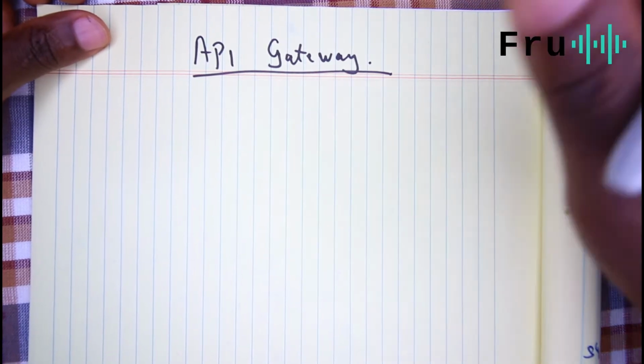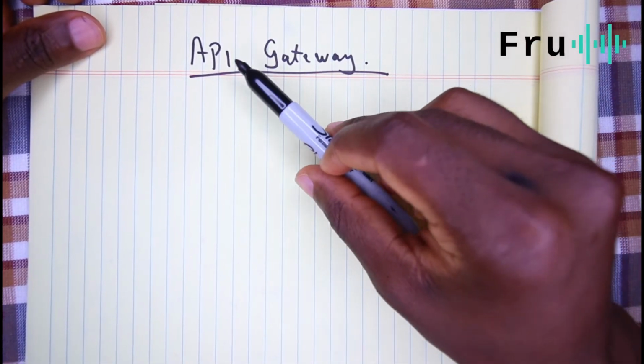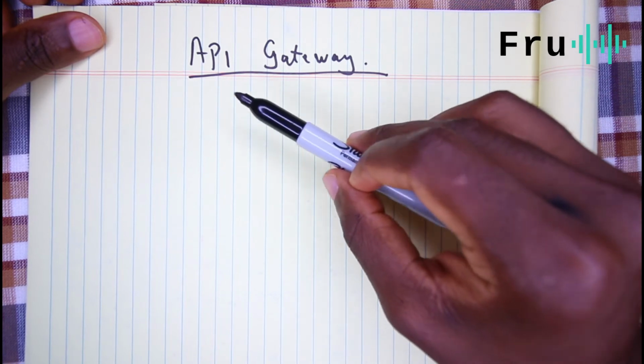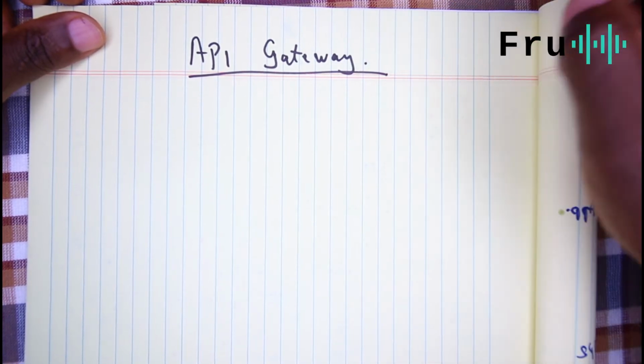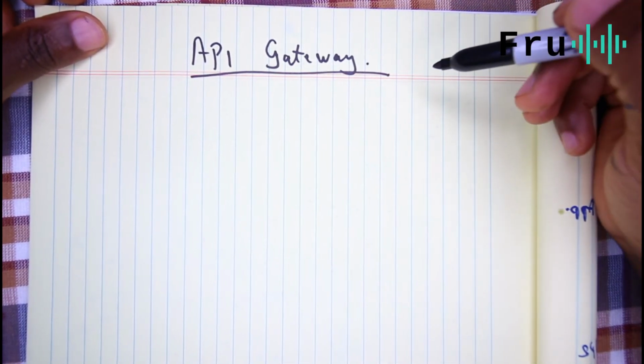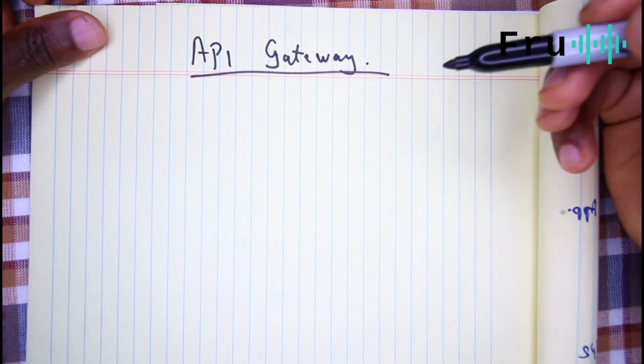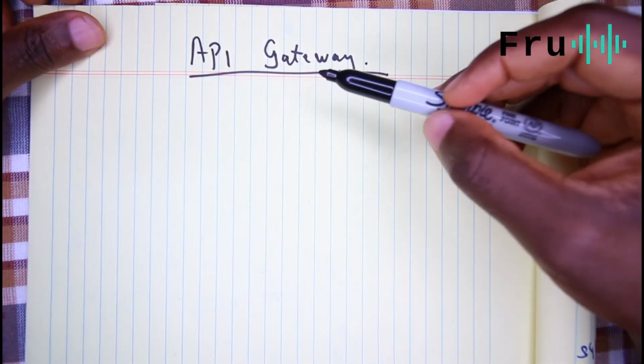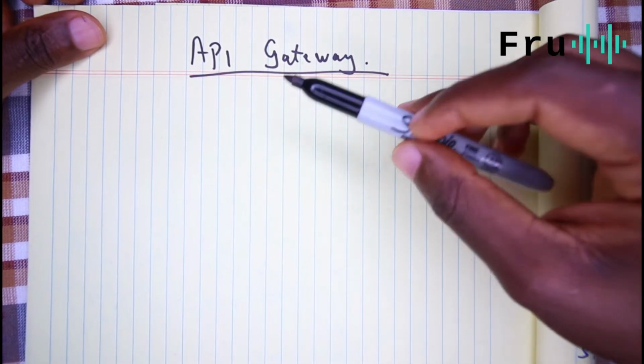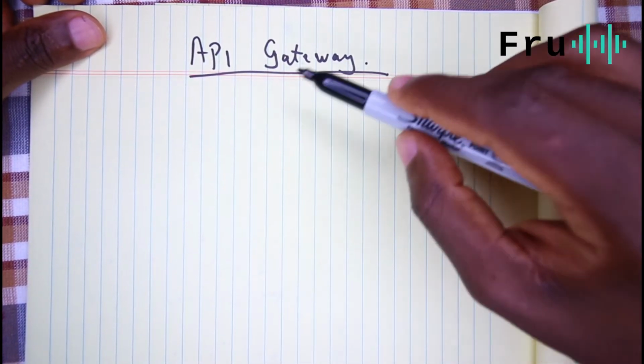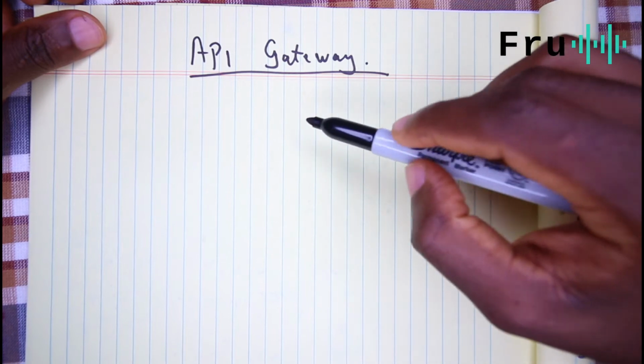So today's presentation, we are going to be looking at the API gateway. This is something that is becoming very prominent in the application development space, and a lot of people are paying attention to it. So if you're not familiar with this, sooner or later you're going to come across an API gateway, and it's important that we know what exactly it is and what it's used for.